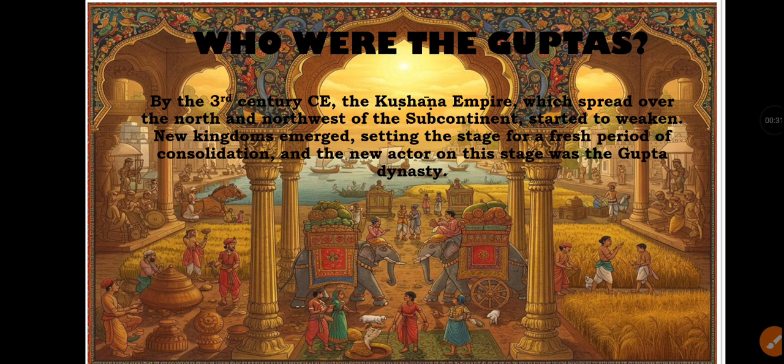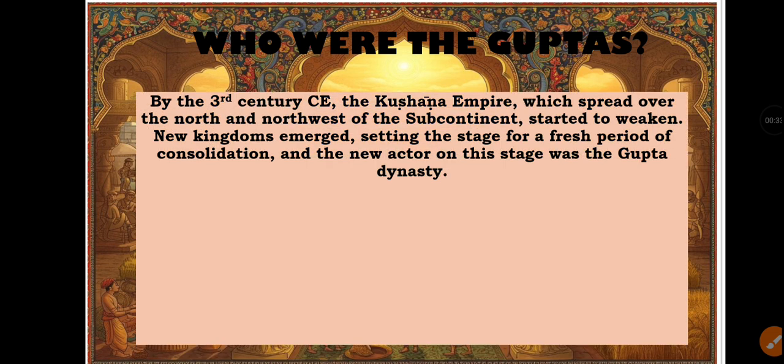So let us know who the Guptas were. By the 3rd century CE, the Kushana Empire, which spread over the north and northeast of the subcontinent, started to weaken. New kingdoms emerged, setting the stage for a fresh period of consolidation, and the new actor on the stage was the Gupta dynasty.